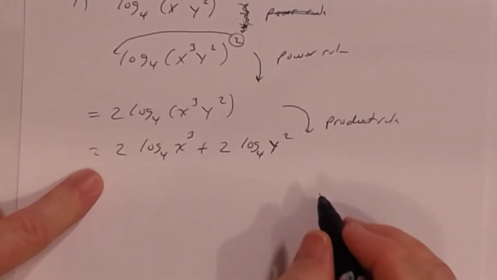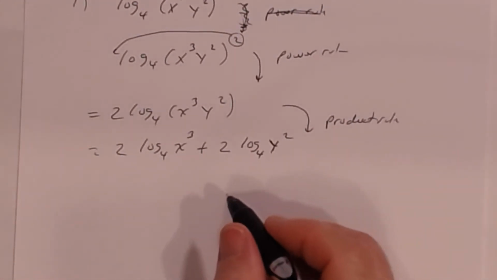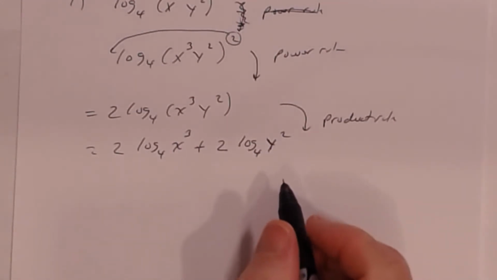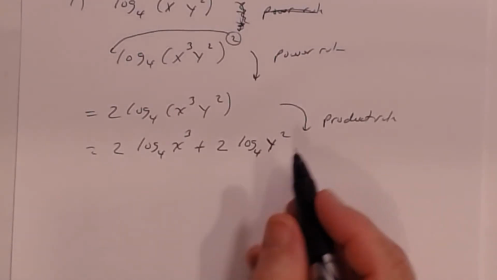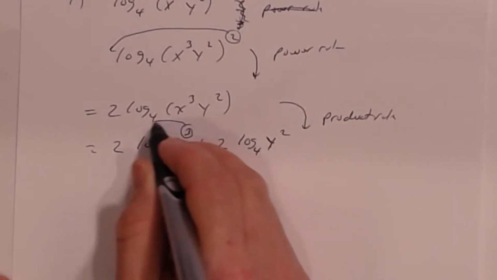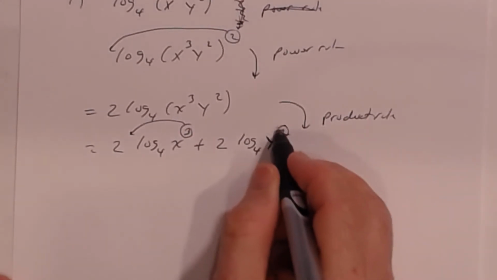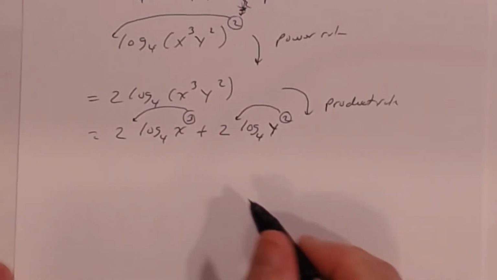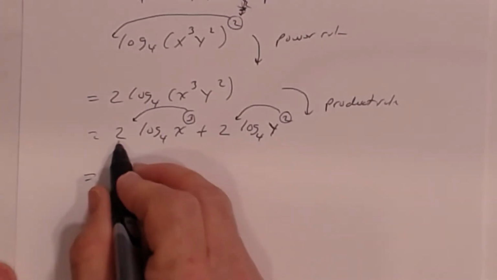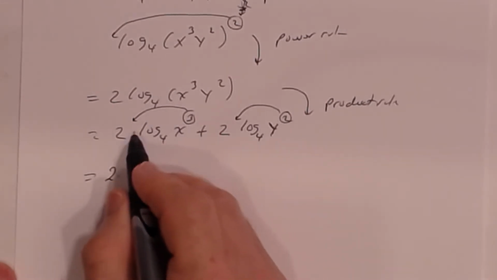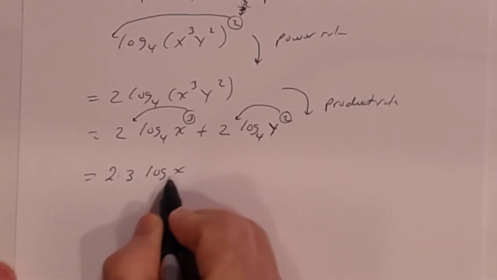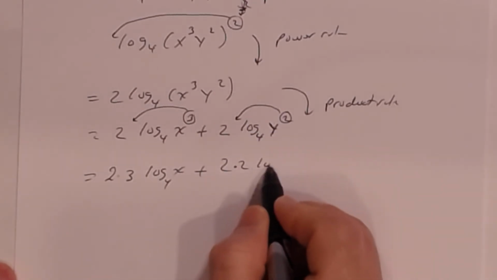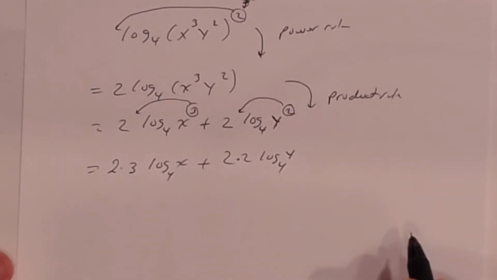But notice I can expand it further, because what else can I also do? I can still use the power rule again, right? So in this problem I'm using the power rule twice. I'm going to take this 3 and write it as a coefficient, and I'm going to take this exponent 2 and write it as a coefficient. But notice how this looks. You have this 2 times this 3, don't you? Times the log of x base 4. Plus you have this 2 times this 2 times the log of y base 4.